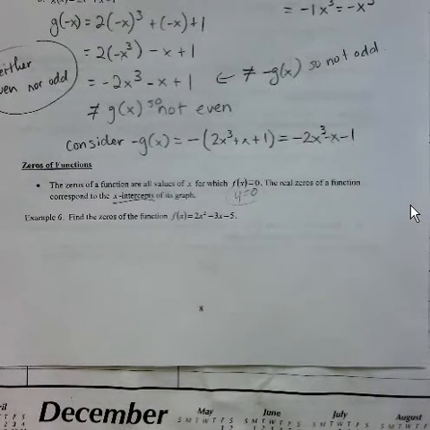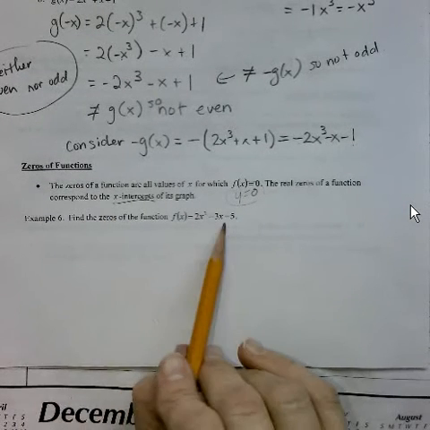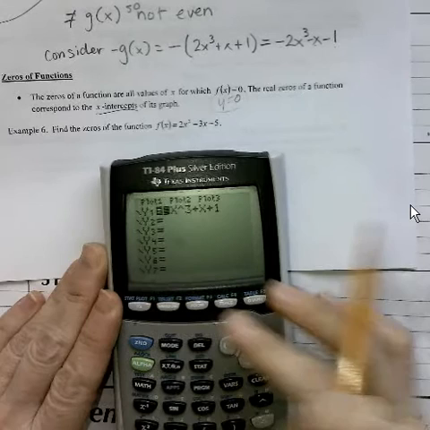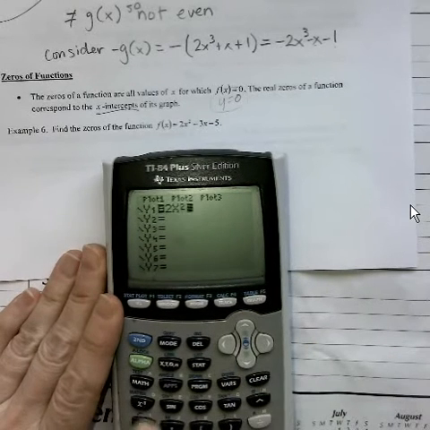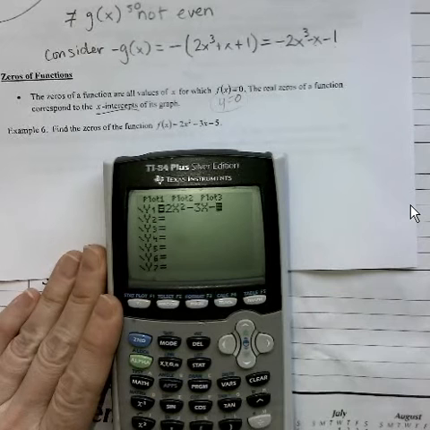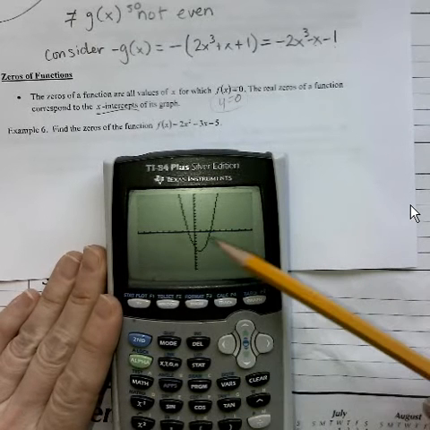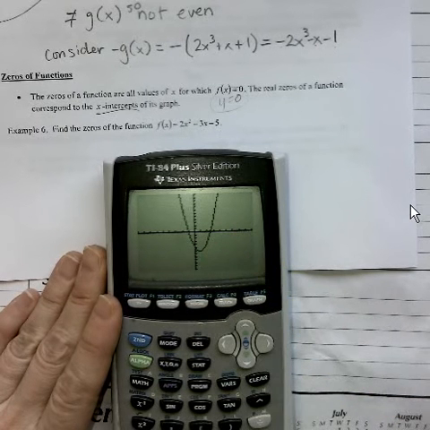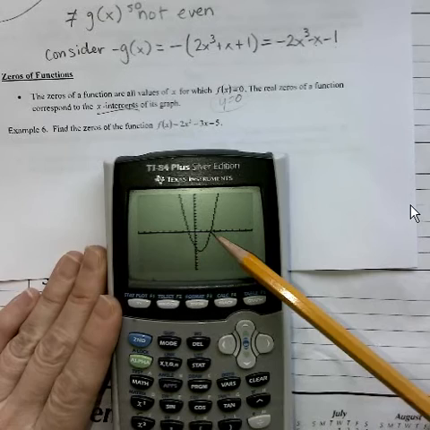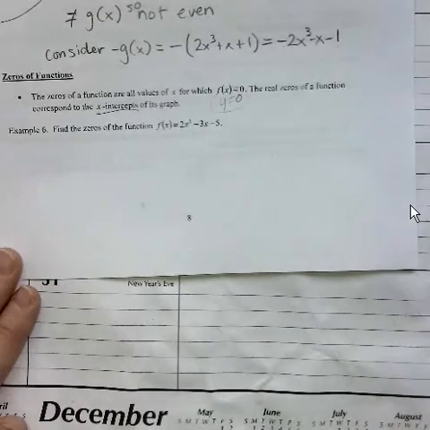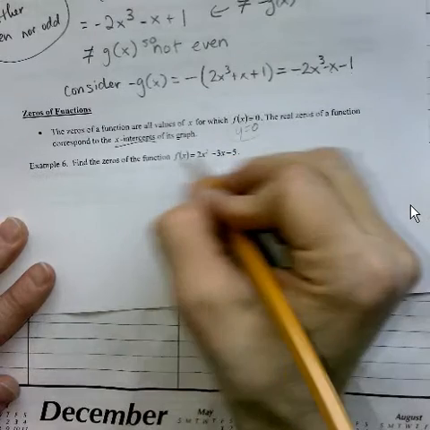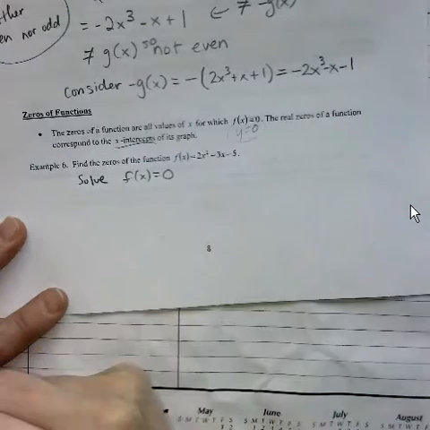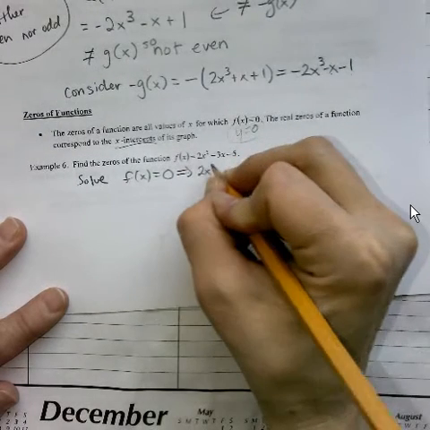So when we want to find the zeros of this function, we're going to do it algebraically, but we could also look at the graph. So y equals 2x squared minus 3x minus 5. You can see it looks like there should be two answers. We've got two x-intercepts here. One looks like negative 1 and the other looks like about 2.5. We're going to see if those are the answers. So when we want to find the zeros, we want to know when is f at x equals 0. Well, that means when is 2x squared minus 3x minus 5 equals 0.